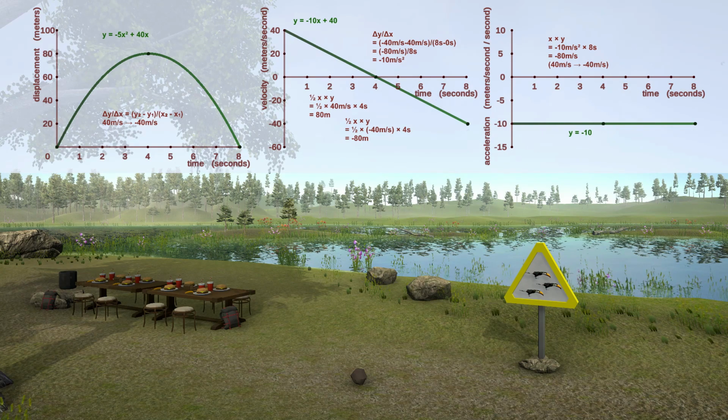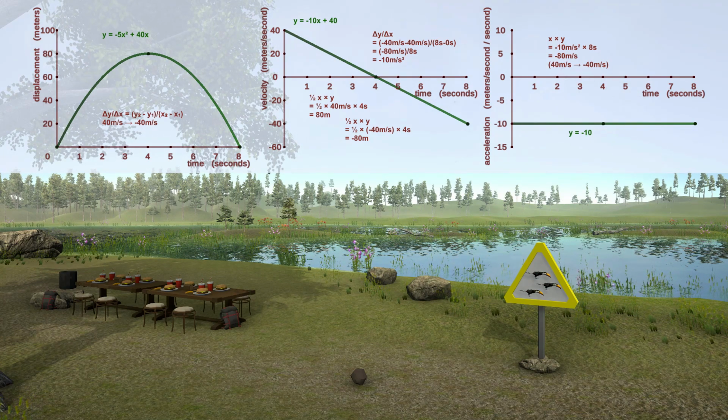Finally, we have a quick look at the formulas for the three graphs. The acceleration is quite easy, y equals minus 10, a constant. For the velocity, we have a straight line formula, y equals minus 10x plus 40, with a slope of minus 10 and an intercept of 40. For the displacement, we have the formula of a parabola with zero intercept, namely y equals minus 5x squared plus 40x.